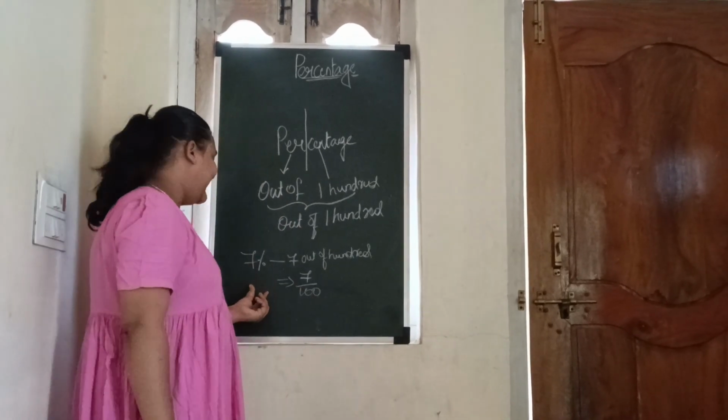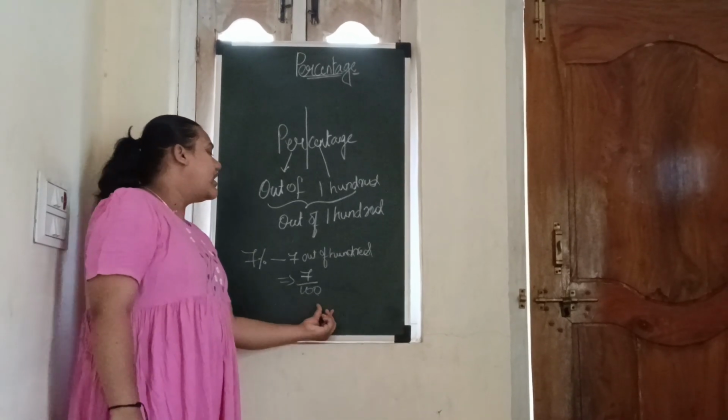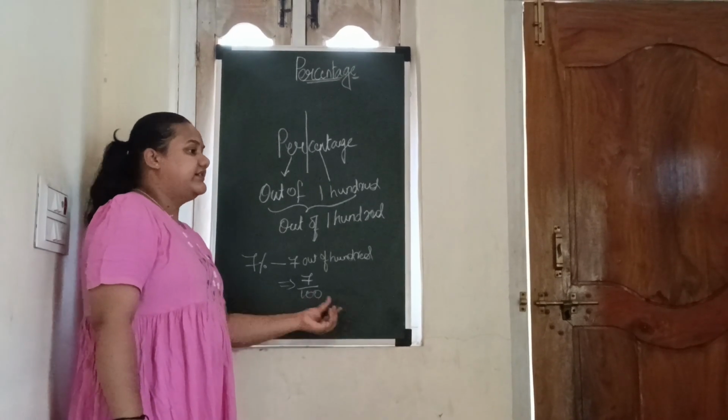So it may be 8% or 15%, whatever it may be. 8% means 8 out of 100. 15% is 15 out of 100.